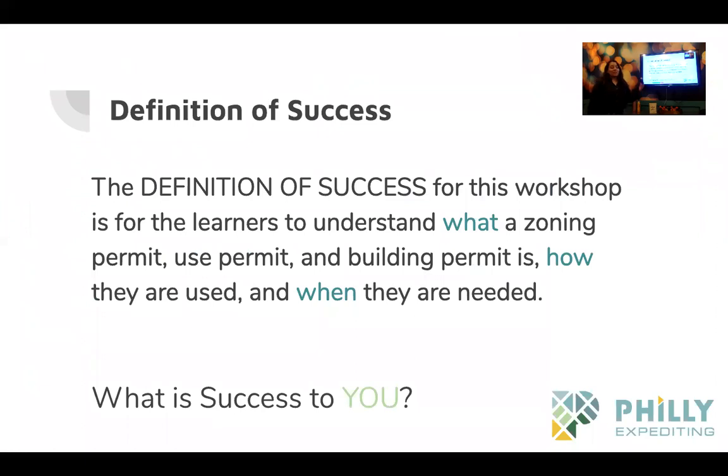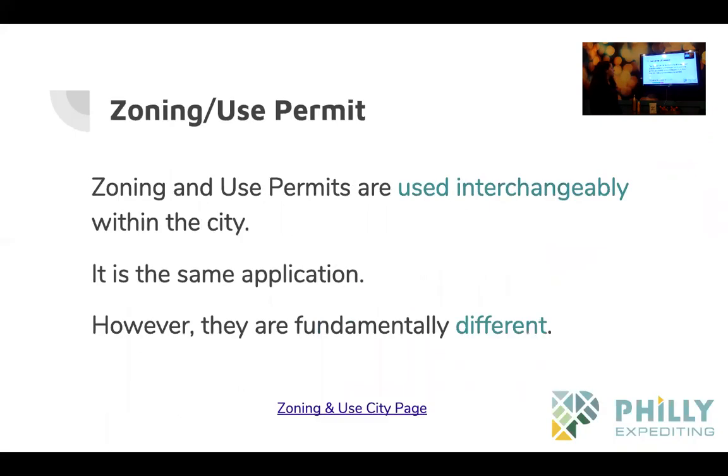Okay, so the definition of success, how I see it for this workshop, is for the people learning to understand what a zoning permit is, what a use permit is, what a building permit is, how they are all used, and when each of them are needed. What's success to you guys? Anything conditional? Learning them all. Learning how to file it. Okay, we're not going to go too much into filing, but I think this will be super helpful. Pen and paper is good.